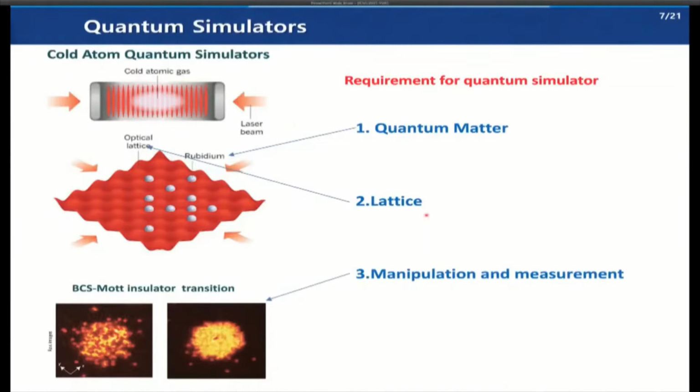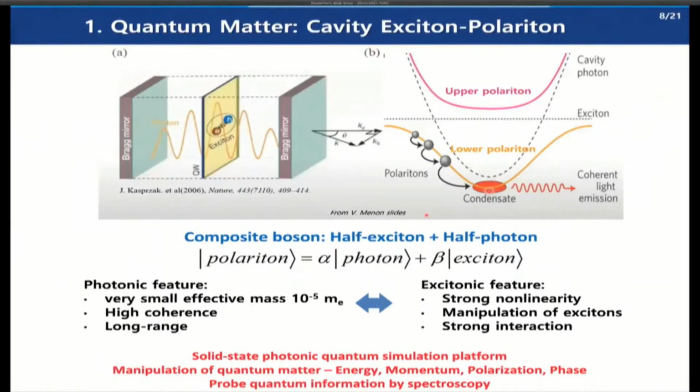In our system, the first quantum matter will be the cavity exciton polariton. For the cavity exciton polariton, we put the semiconductor between two mirrors. If a photon is injected, the semiconductor creates an electron-hole pair, and after that, radiative recombination emits a photon. This emitted photon is reflected again to create the exciton again. If the exciton and cavity mode coupling is strong enough, they become a composite boson. It means half exciton and half photon.